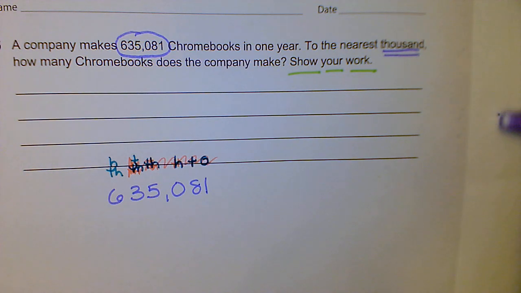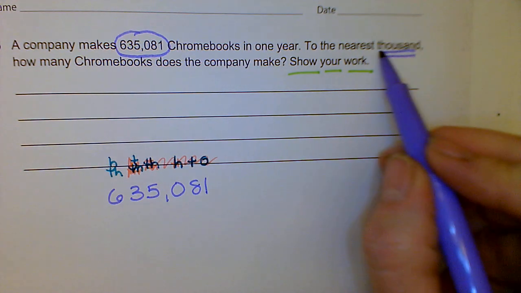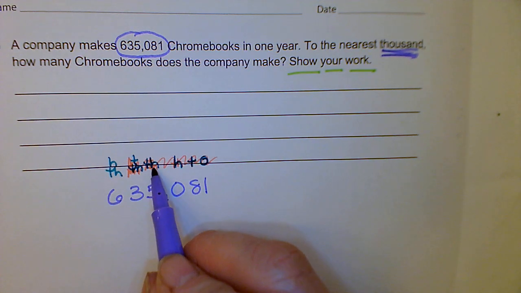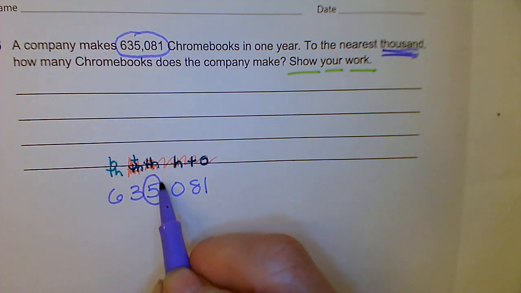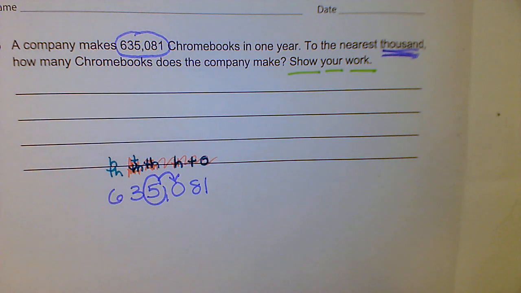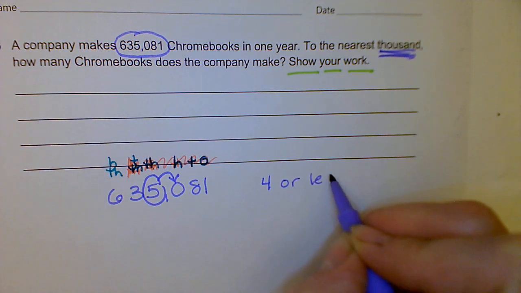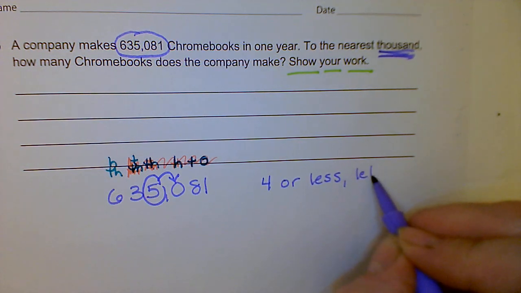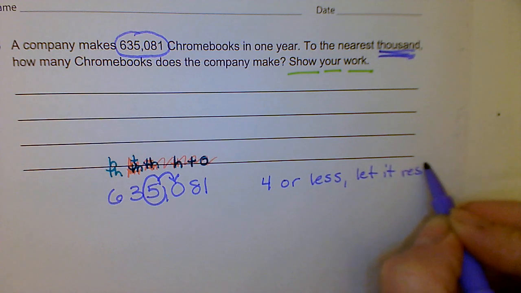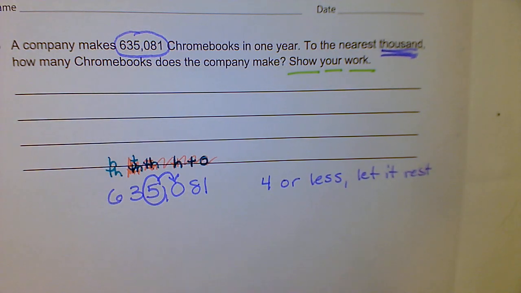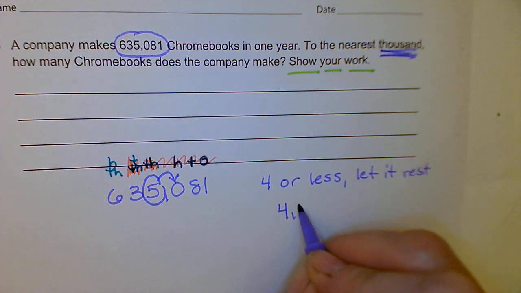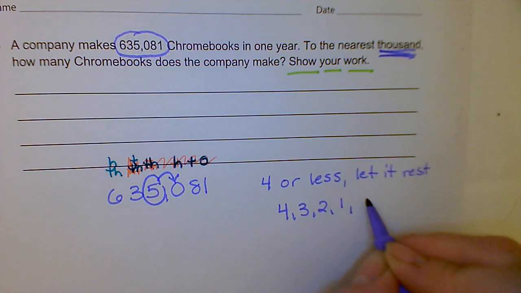We are rounding to the nearest thousand. So I'm going to circle my thousands. And then I'm going to look next door. And there's a 0. So remember, when we have a 0, what do we know? 0 is part of the 4 or less, let it rest, right? And I can write that. 4 or less, let it rest. 0 is part of that. 4 or less would be 4, 3, 2, 1, 0.